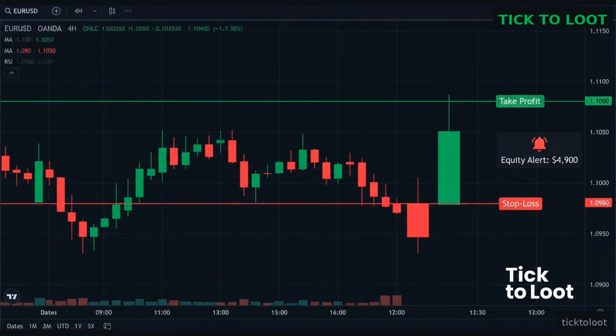The second tool is an equity alert, which monitors the total value of your account, not just individual trades. Using the numbers from the previous scene, you set an alert for $4,900. When your balance hits that threshold, you receive a pop-up, sound, or email. The alert is a reminder that your overall drawdown limit has been reached, prompting you to stop adding new positions and perhaps tighten existing stop losses.